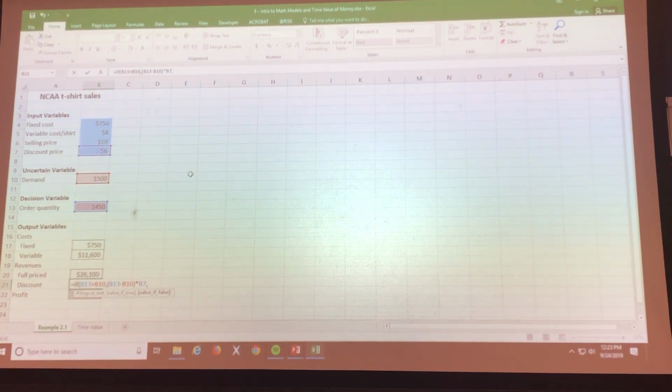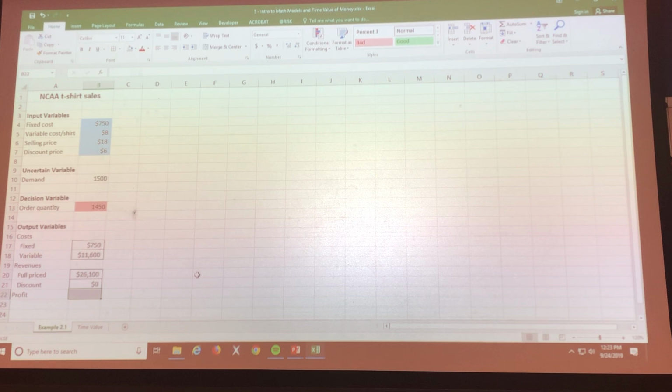Zero. Okay. Because you sold them all at full price, which is our example right here. That's our example. We did order less than the demand numbers that are currently in the model.